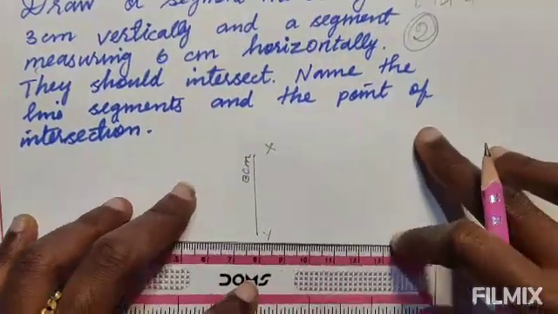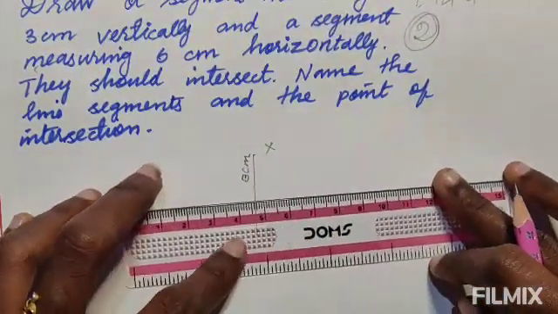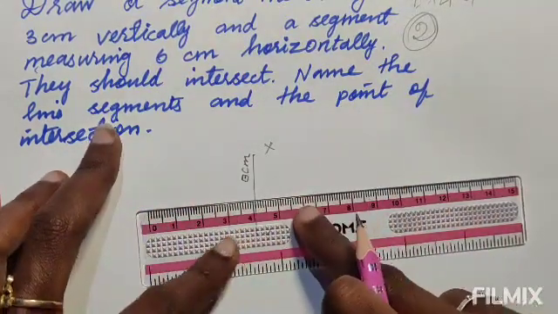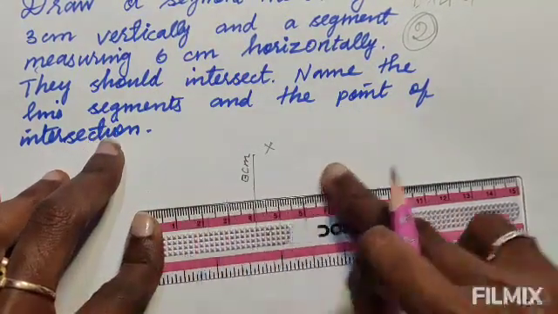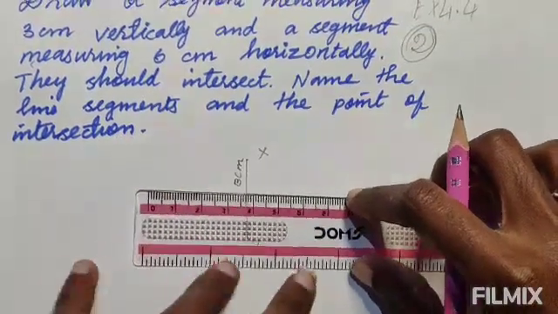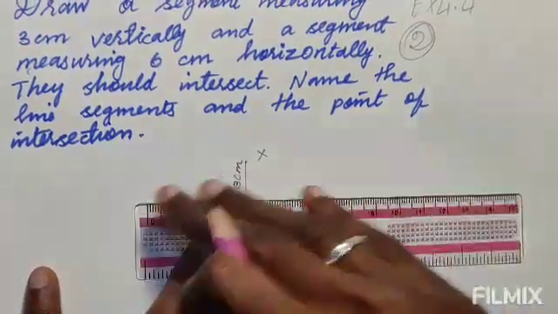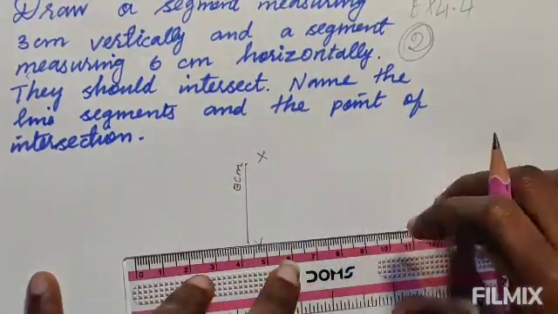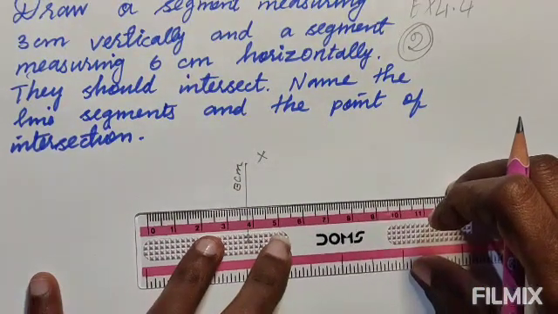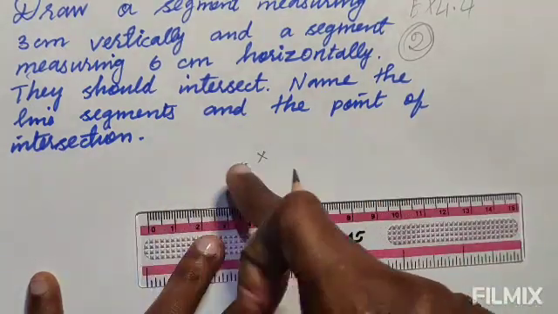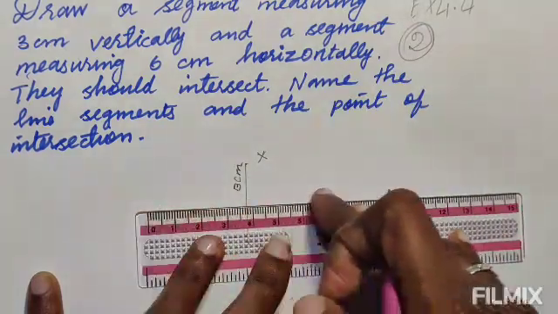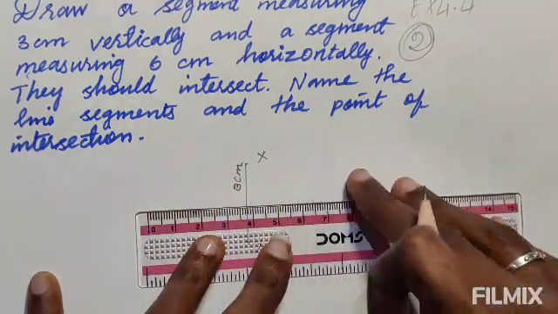Then the next one, you have to draw 6 cm horizontally. Horizontally means left to right. So 6 cm from left to right. It should cross the vertical line somewhere here, but it should be horizontal. Across this line you keep the scale and you see that 0 is on the left side and 6 is on the right side. Then only it will cross, it will cut the line.